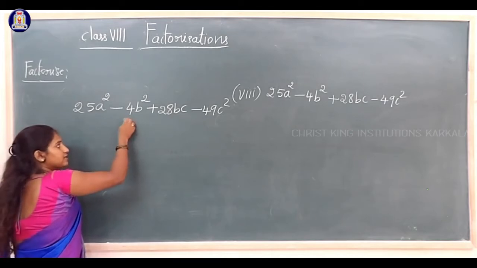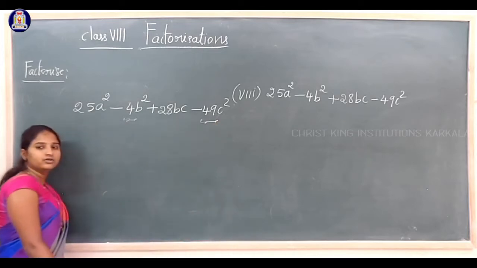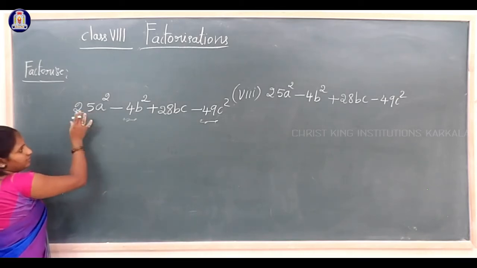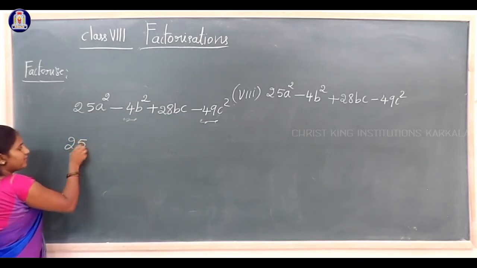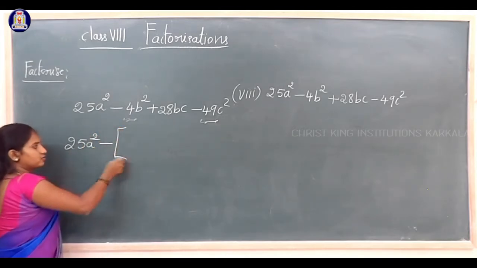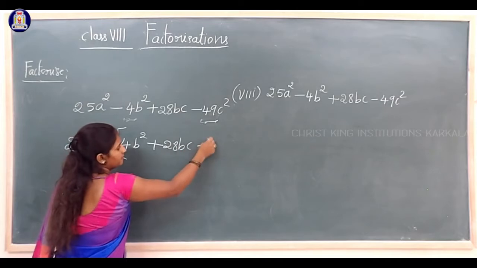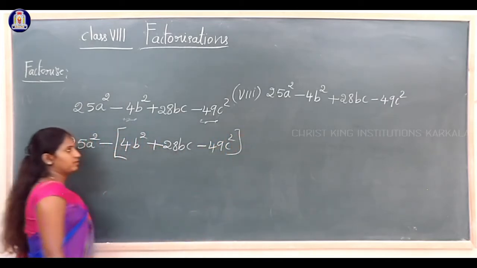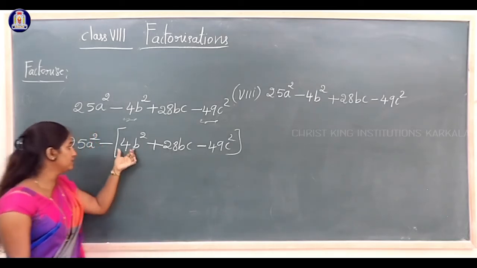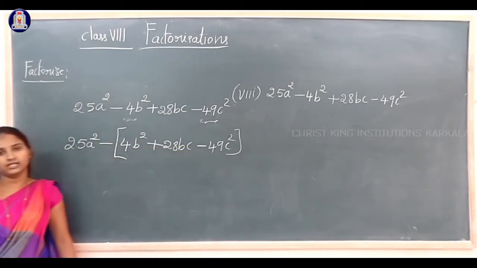In this, 4 is a perfect square. Is it correct? Even the last number, that is 49, is also a perfect square. And 25 is a perfect square. So what we can do is take this 25a square outside, and inside you can make a group like 4b square plus 28bc minus 49c square. Otherwise we cannot factorize this expression. So first we have to make a group like this, for these three terms, 4b square plus 28bc minus 49c square.